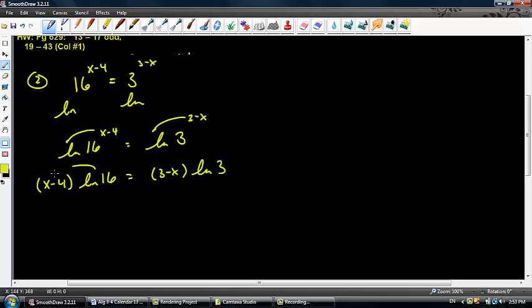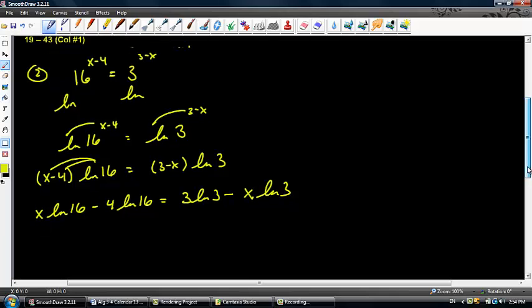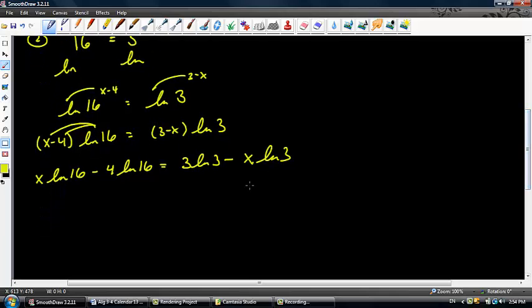Let's go and distribute this stuff in. This is x times the natural log of 16, which is a number, minus 4 times the natural log of 16 equals 3 times the natural log of 3 minus x times the natural log of 3. Now the last example, I realized I might have moved a little fast, so I'm going to go ahead and slow it down a little bit. I'm going to add x times the natural log of 3 to both sides. Oops.